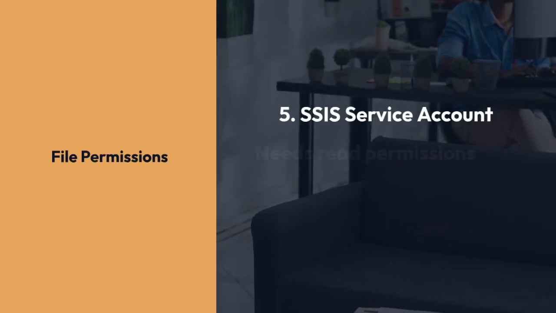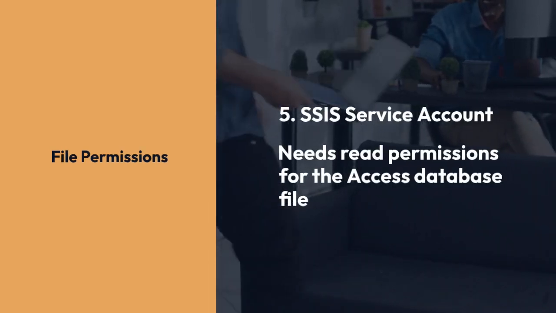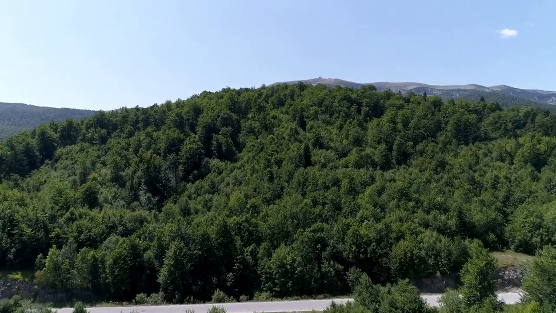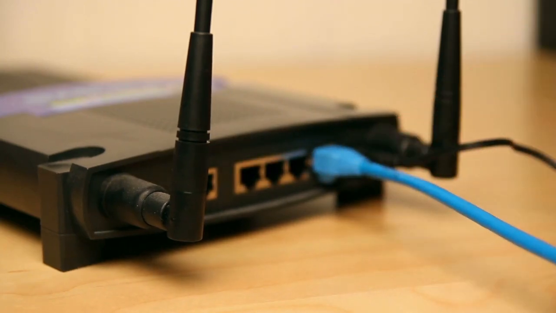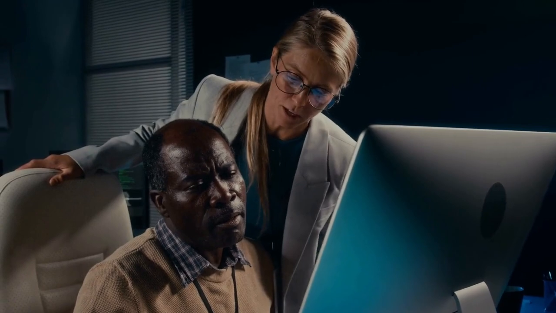5. File permissions. Your SSIS service account, the account under which the SSIS package runs, needs read permissions for the Access database file. Check the file permissions and grant the necessary access to the service account.